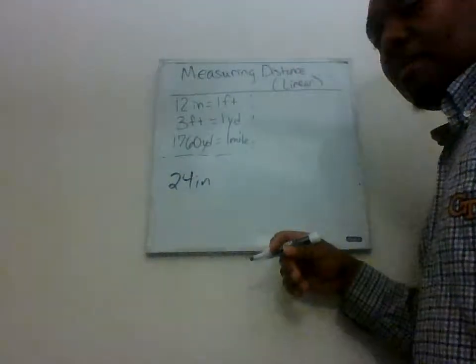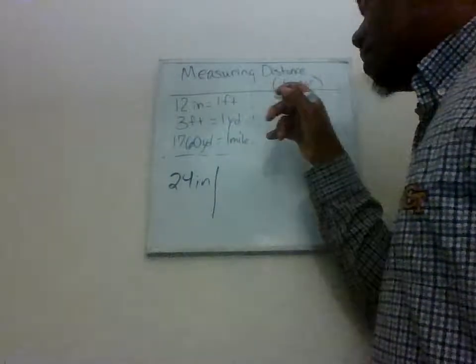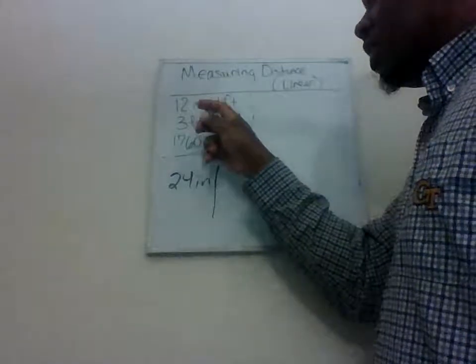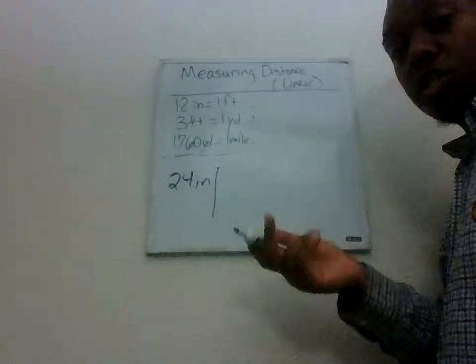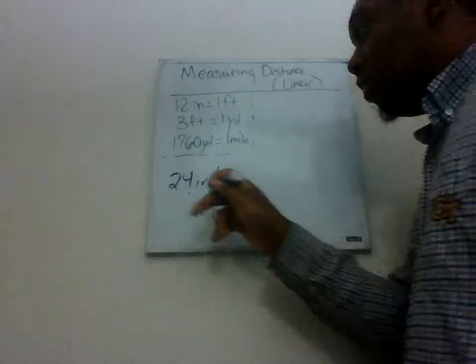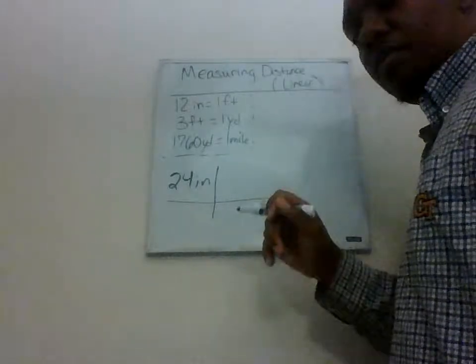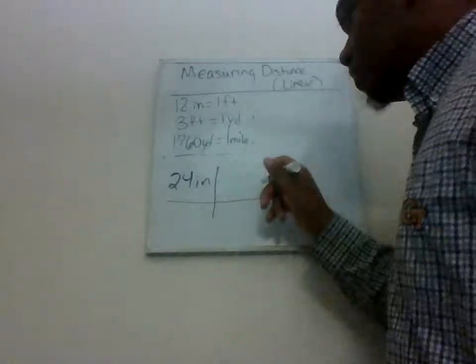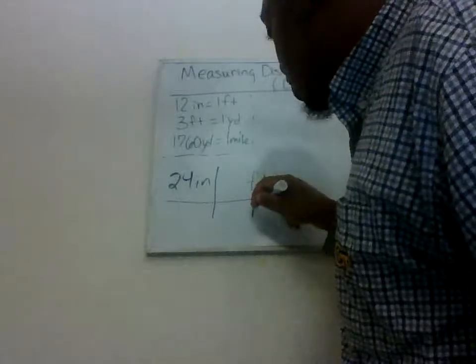Well, I would take my conversion factor and write it as a fraction. Now, what does that mean? That means I can put 12 inches over 1 foot, or I can put 1 foot over 12 inches. Well, which one do I use? Well, what are we converting to? We'll go up top. What are we converting from? We'll go on the bottom. Since we're at inches, we're changing to feet. I'll put feet up top, and I'll put inches on the bottom.